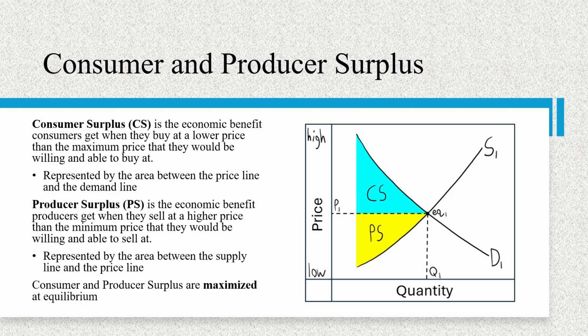And conversely, the producer surplus is the economic benefit producers get when they sell at a higher price than the minimum price that they would be willing and able to sell at. And this is represented by the yellow colored PS area under the price line and above the supply curve. So, for example, I remember in the previous example, $5 is the equilibrium price. If a producer only needs to sell something at $2 to keep the lights running, then selling at $5 gives them a surplus of $3. And that $3 represents that extra satisfaction and that gain for the producer.